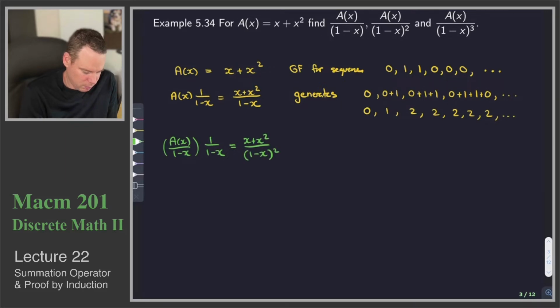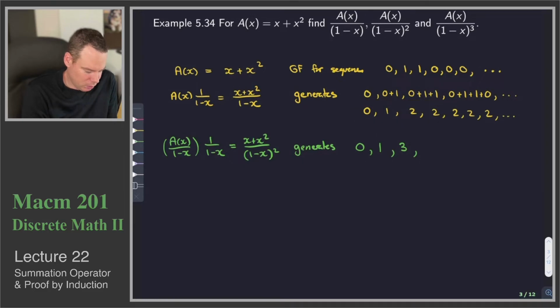So that is this, and what it generates is the sequence, well, 0, and then the sum of the first two, so 0 plus 1. I'm just going to write down the sums, doing them in my head rather than writing them out. Then the sum of the first 3, 0 plus 1 plus 2, so that's 3, and then the sum of the first 4, 0 plus 1 plus 2 plus 2.